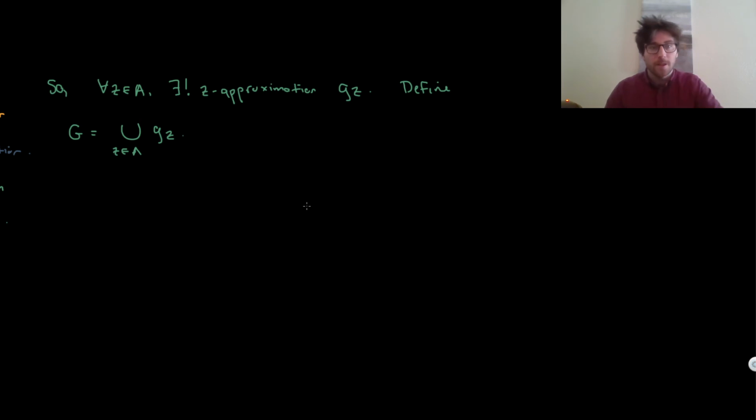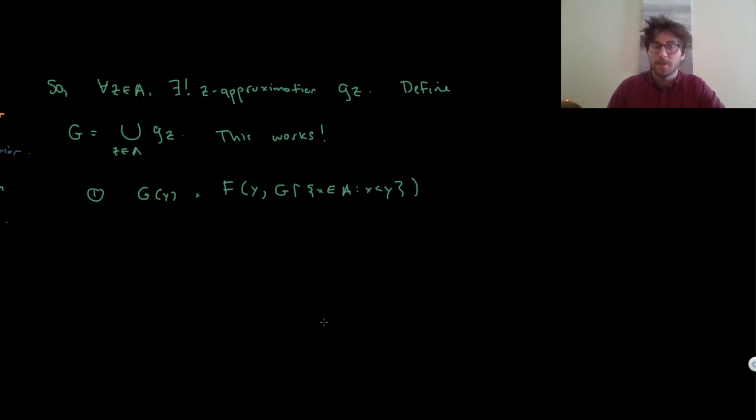Maybe I'll leave it as an exercise, but we can check that this actually satisfies the definition. So this works. In other words, what has to work? Maybe the first thing we'd want to check is that g sub y is going to be equal to big F of y, applied to g restricted to the set of all values that are less than y, right? Because we have access to all the previously defined recursive definitions.